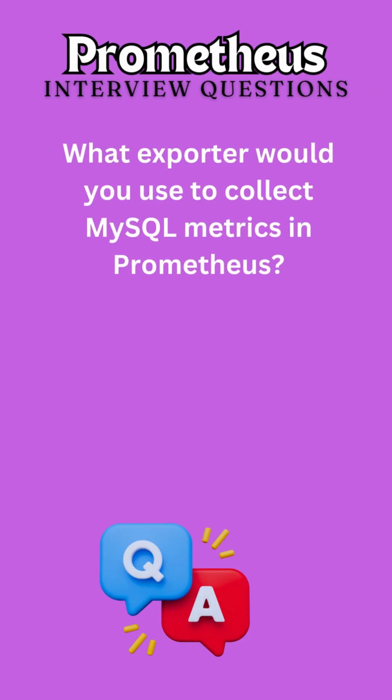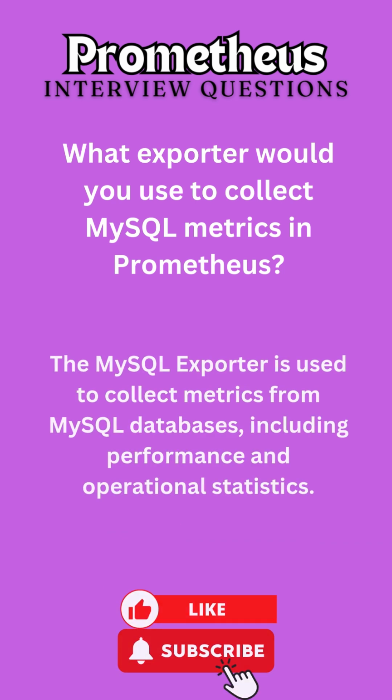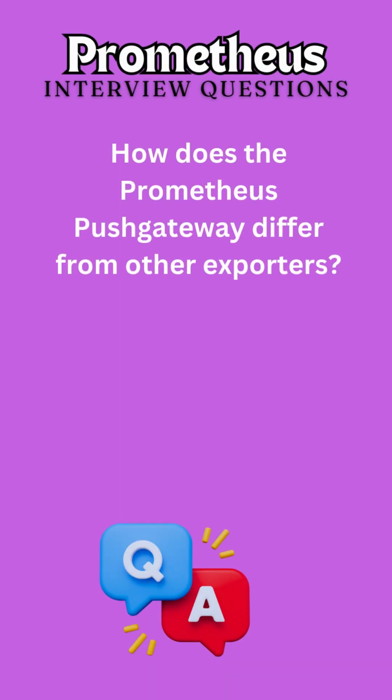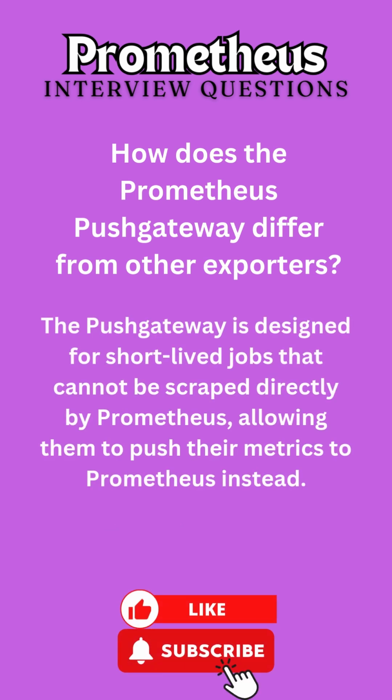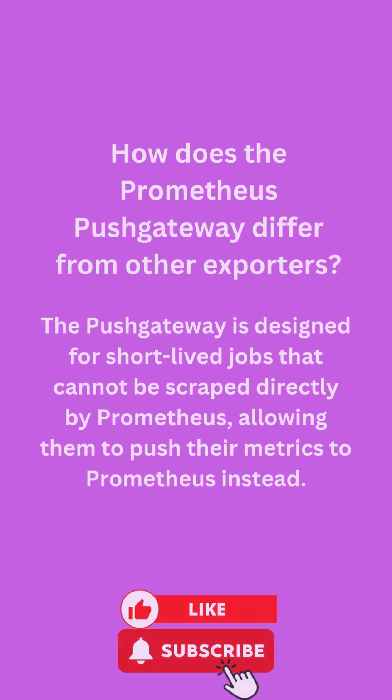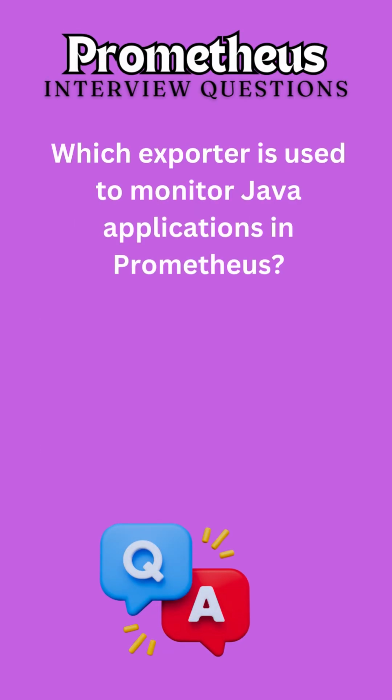What exporter would you use to collect MySQL metrics in Prometheus? The MySQL exporter is used to collect metrics from MySQL databases, including performance and operational statistics. How does the Prometheus Push Gateway differ from other exporters? The Push Gateway is designed for short-lived jobs that cannot be scraped directly by Prometheus, allowing them to push their metrics to Prometheus instead. Which exporter is used to monitor Java applications in Prometheus?